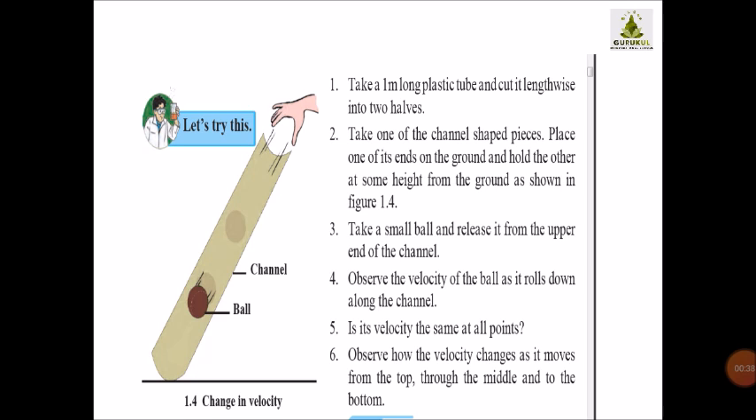Then we have to take a small ball and release it from the upper end of the channel. Observe the velocity of the ball as it rolls down along the channel. Is the velocity the same at all points? Obviously the velocity is not going to be the same at all points. So we have to observe the changes in velocity as it moves from the top, through the middle, to the bottom. It is given that the change in velocity occurs.